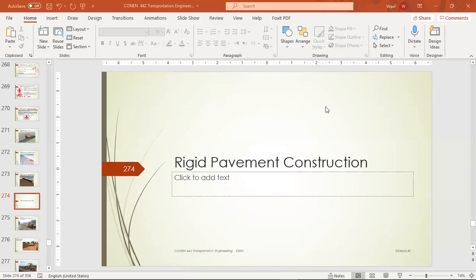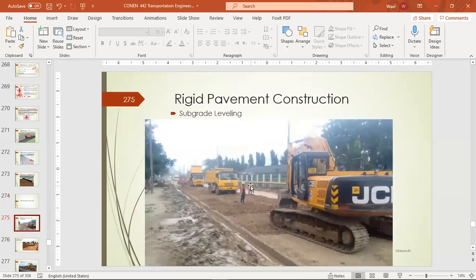Before the break we stopped at the rigid pavement construction and we continue from here. Basically, the first step is leveling the subgrade to match the design; if there is a cut or fill, we do that at this stage.